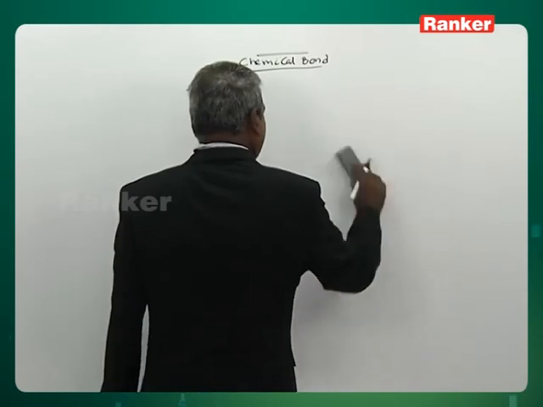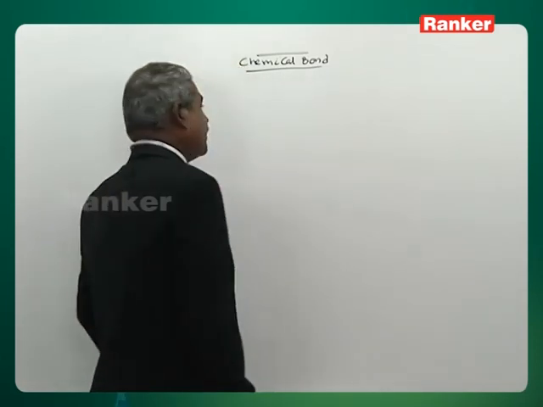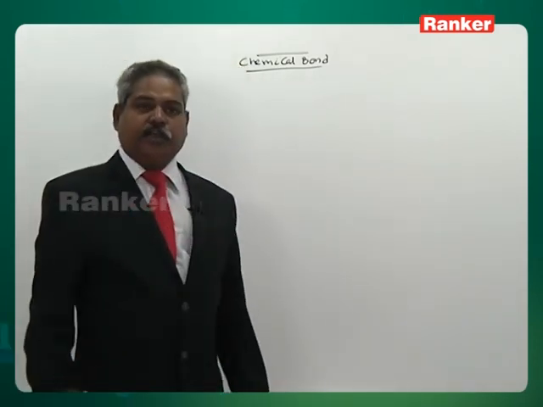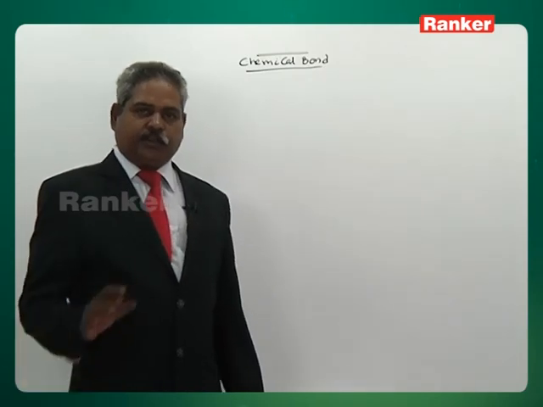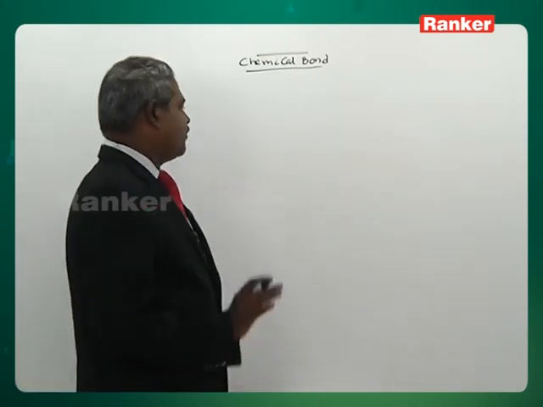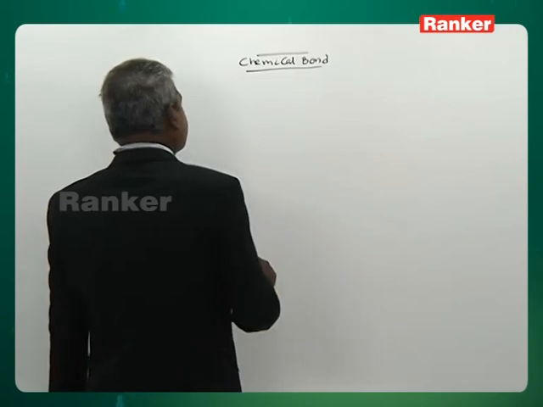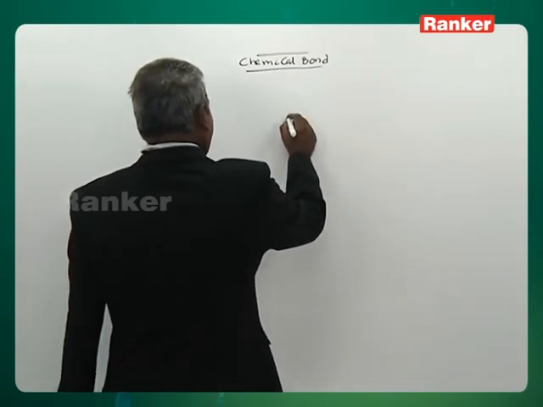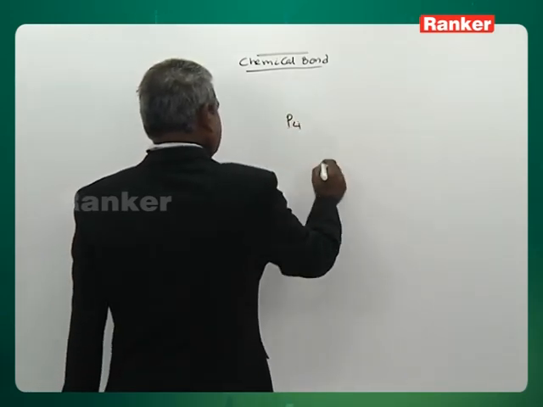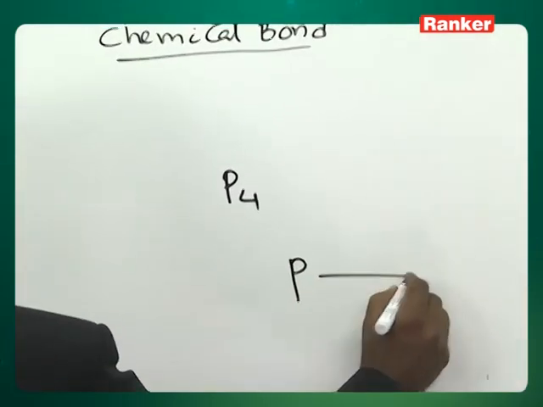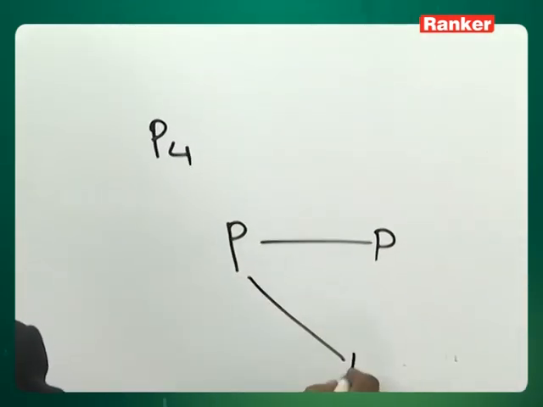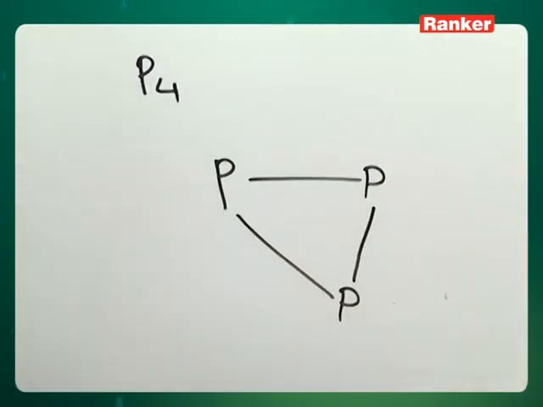There is a categorical, strict, fixed method. Nothing was left to chance here. Everything we are doing uses a procedure. Now, P4. What do you know about P4? It is an elementary state. It is not combining with anyone.